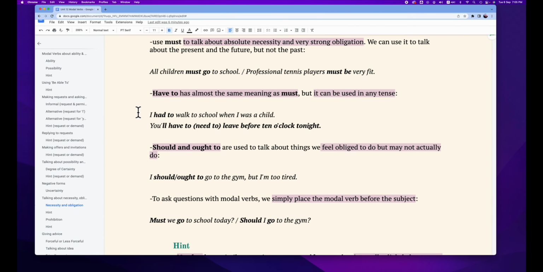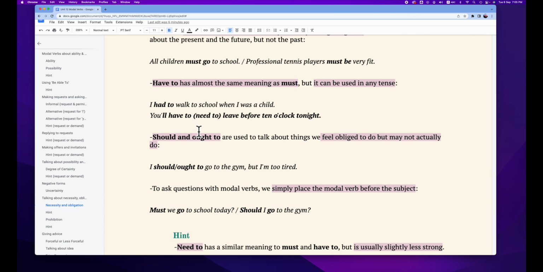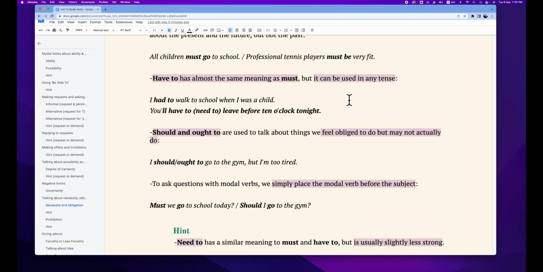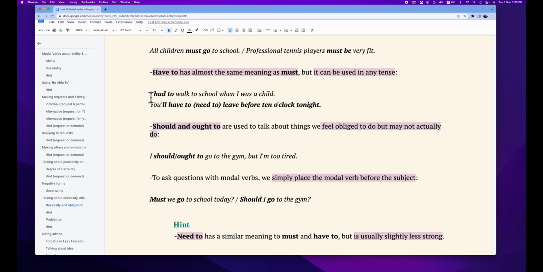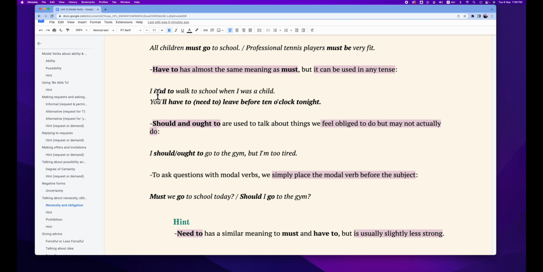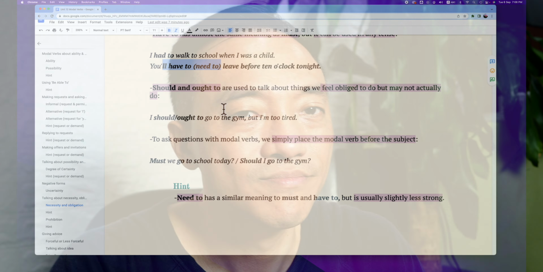Then how about have to? The modal verb have to. In what situations should we use this modal verb? Let's take a look. Have to has almost the same meaning as must, but it can be used in any tense. I had to walk to school when I was a child. You have to leave before 10 o'clock tonight. So both the past tense and the future tense can work with the modal verb have to.